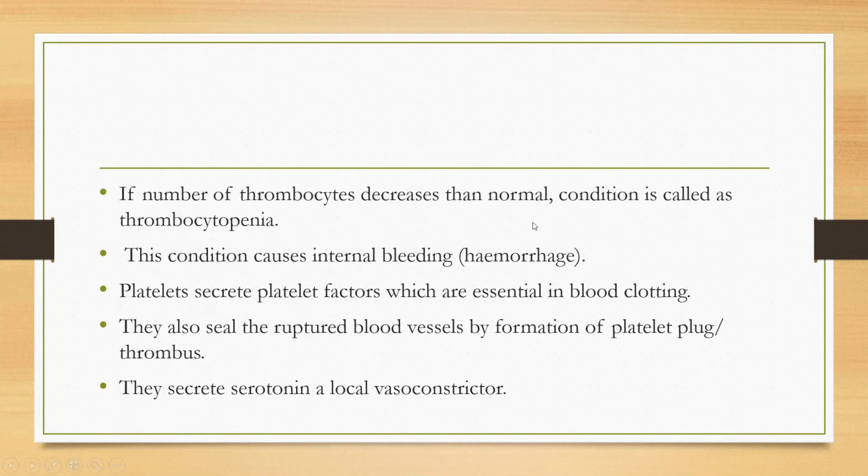If thrombocytes decrease to less than 2 lakhs, then this condition is called thrombocytopenia. And when thrombocytopenia occurs, the person suffers from internal bleeding, which is called hemorrhage. That means the blood does not clot. The person can suffer from continuous bleeding, basically in the brain, and this condition is called internal bleeding.